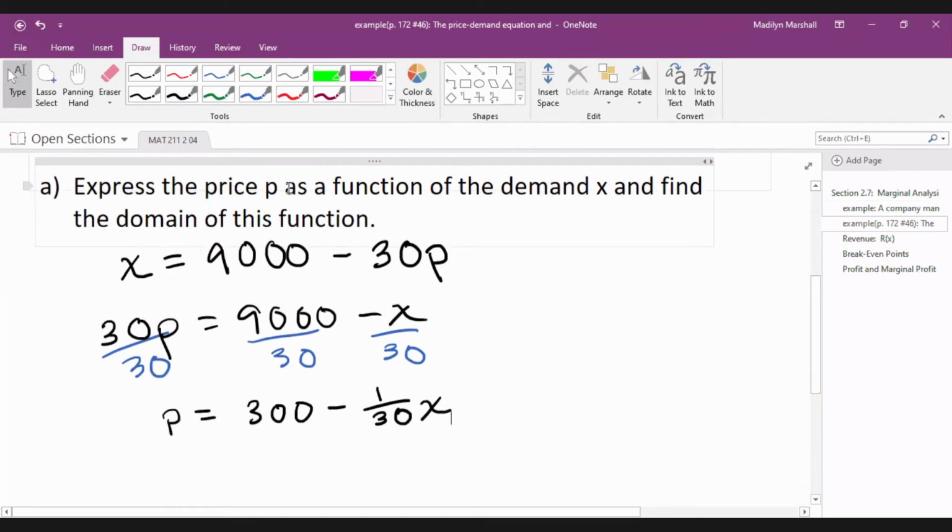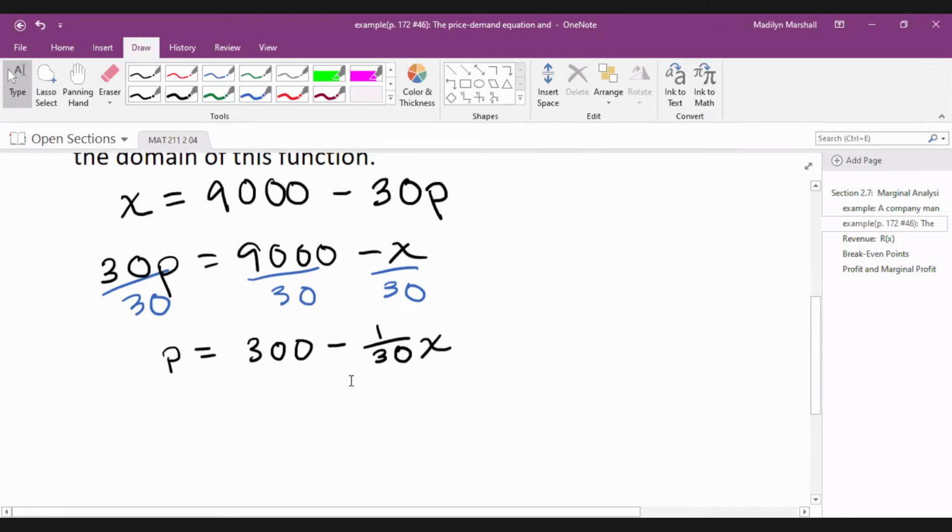So expressing price p as a function of x just means that now p equals something with x in it. This is basically saying that if we want to sell x units, we should charge the price p. So x and p still have the same relationship, but it's just written in a different way. Our next question is to find the domain of this function.